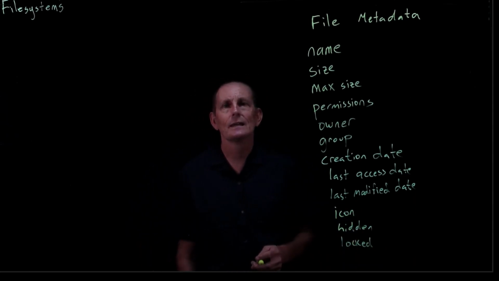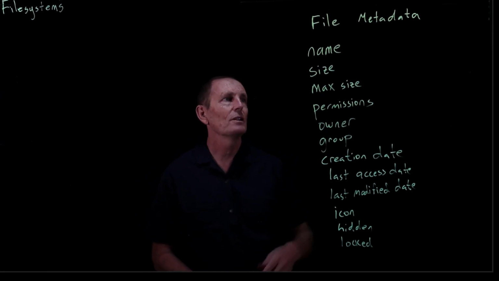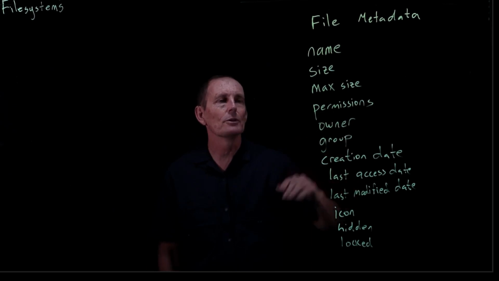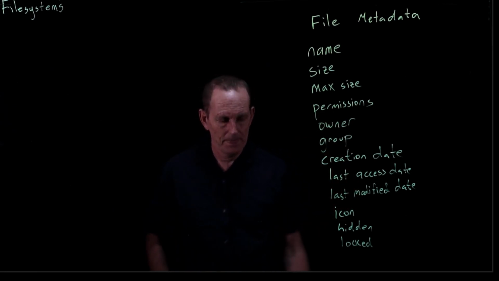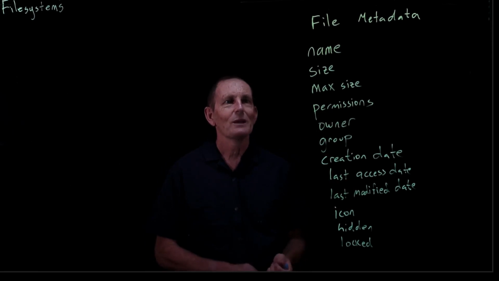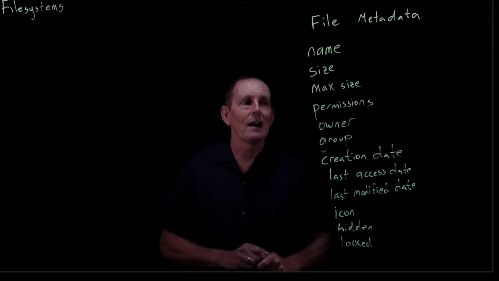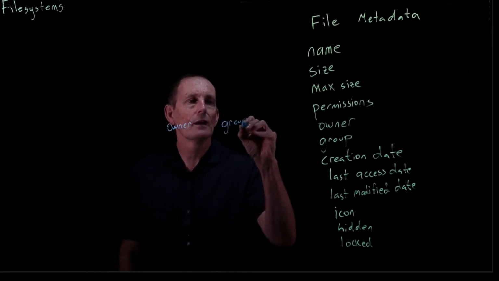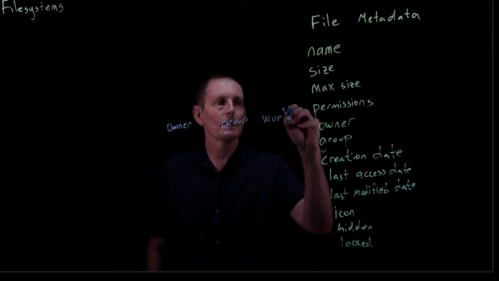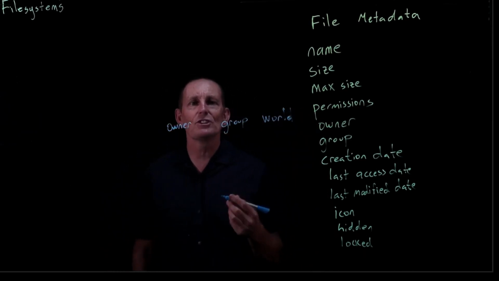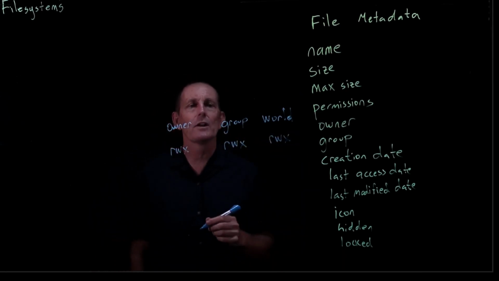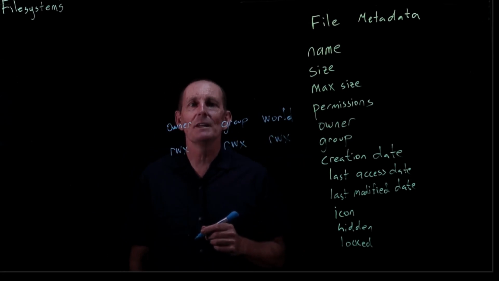If we look at something like Unix, we do have the name, the size. We have permissions, which are based on the owner and the group. For Unix, we actually have three sets of permissions. We have permissions for the owner, we have permissions for the group, and then we have permissions for anybody else. Those permissions are in the form of permissions to read, to write, or to execute. Each of these is a bit that can be on and off, and it's common to express these in octal.